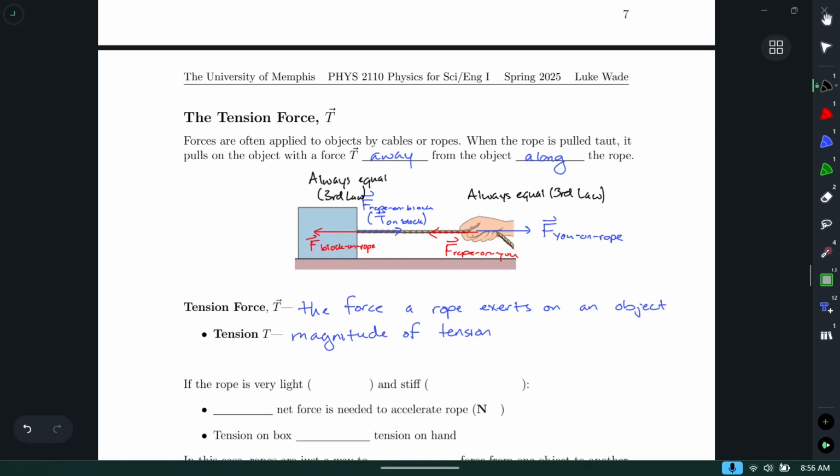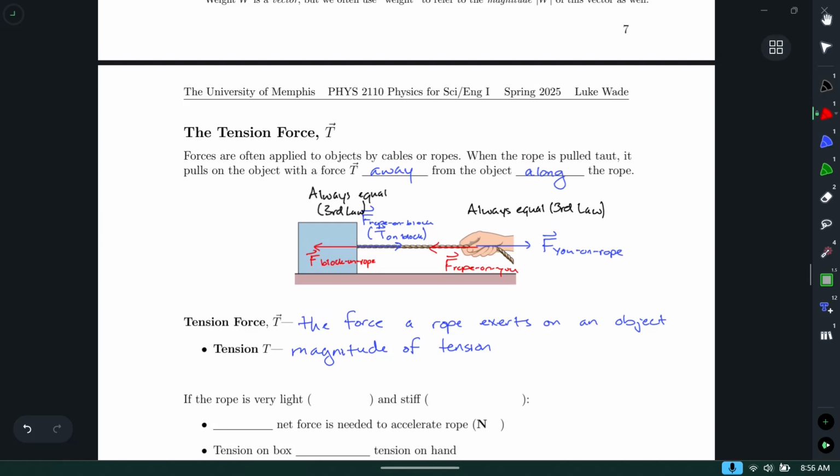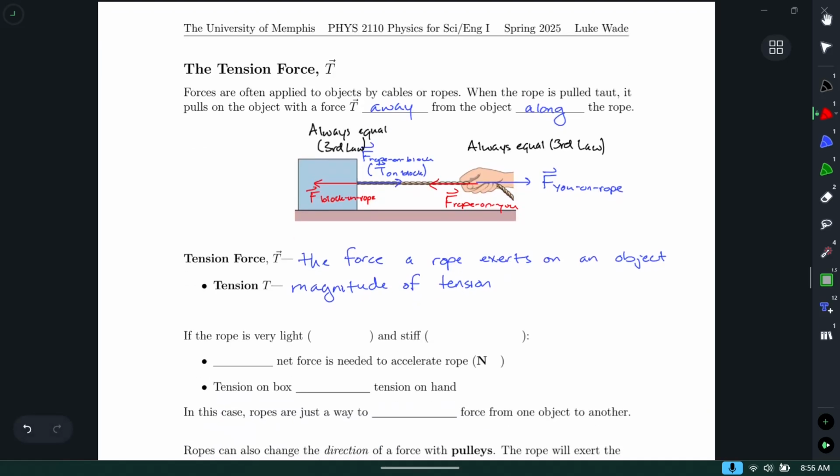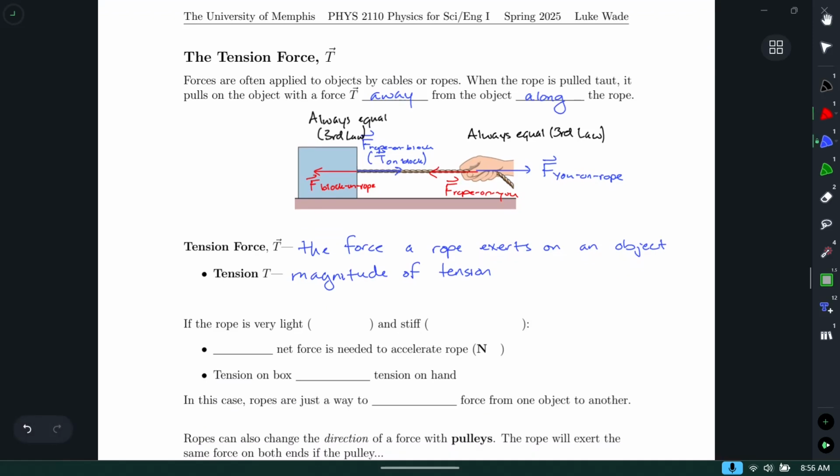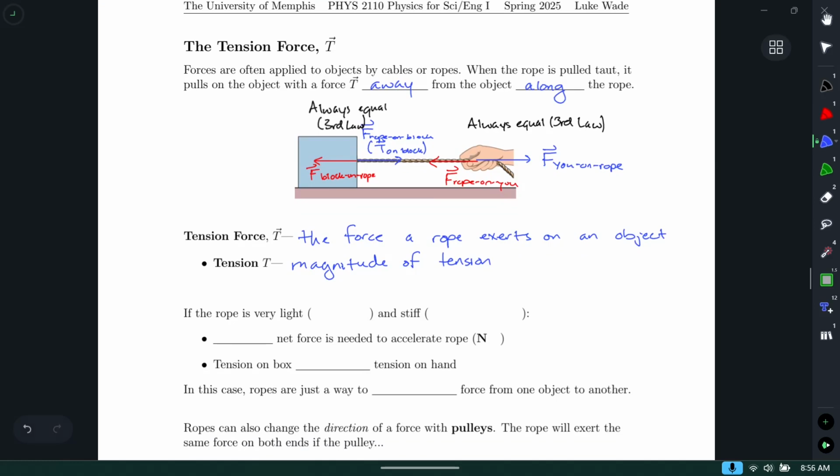The question is really the two blue forces, or equivalently the middle blue and red force. So the force the rope exerts on the block and the force the rope exerts on you. Are those equal? Not in general, not always. But if we assume something about the rope, then we can say they're essentially equal. So that assumption we have to make is that it's a massless rope. And it is an unstretchable rope.